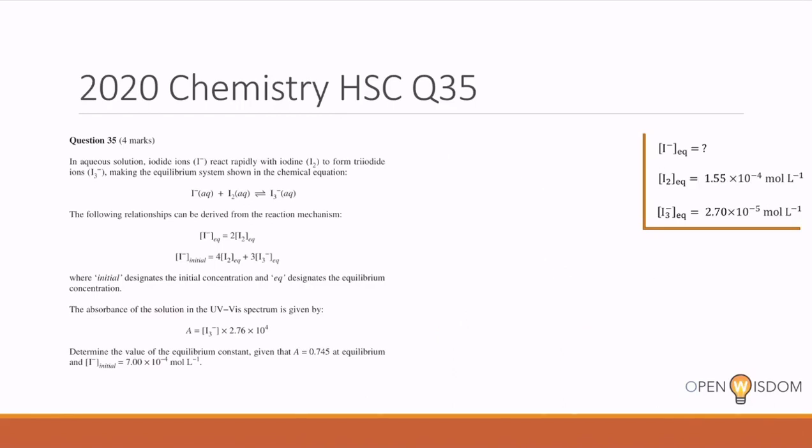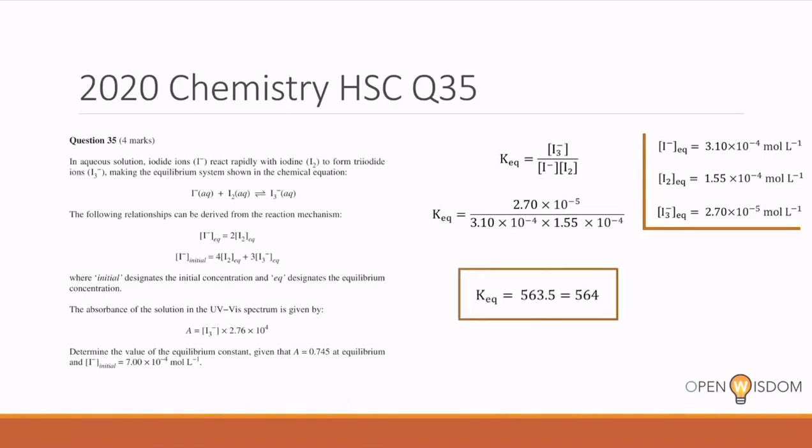Now, we need to find the equilibrium concentration of iodide ions. So now we can use this formula, which is also given to us, and we simply plug in the number that we just found for the equilibrium concentration of iodine. So we multiply it by 2 and we get the equilibrium concentration of iodide ions. Now we have all of the concentrations that we need in order to answer this question. So we simply revisit the equilibrium constant formula, we plug them in, and we work it out.